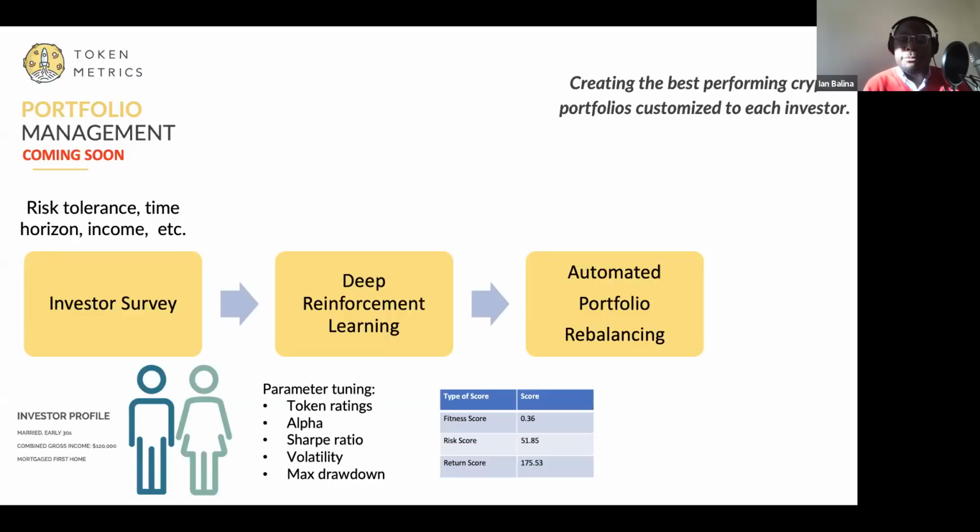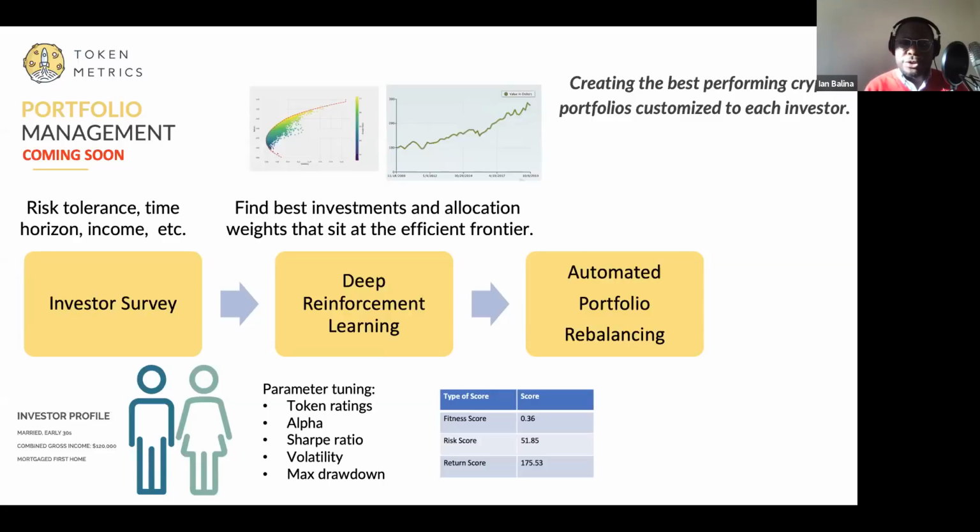So the machine learning would run millions of models and find the optimum portfolio, the portfolio at the efficient frontier. And more importantly, we'll use this to find the best investments and allocation and rebalance your portfolio for you. You tell us whether you want to rebalance your portfolio weekly, biweekly, monthly, quarterly, or annually. The idea is to really automate your investing, so that you have our software working for you, basically making money as you sleep.